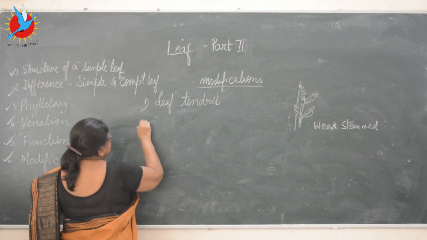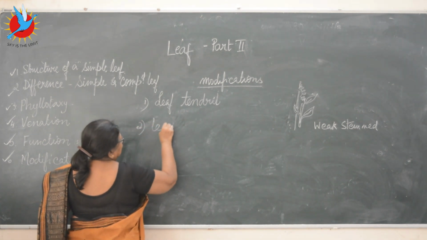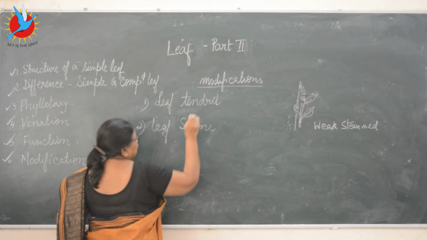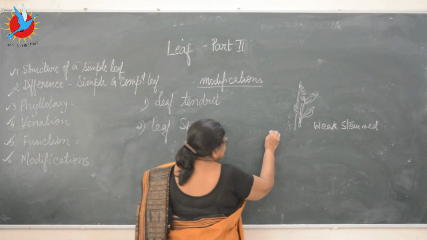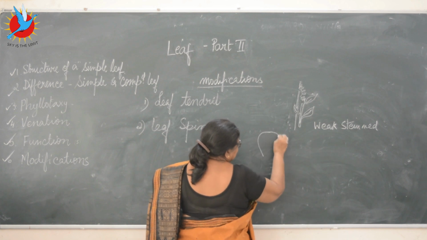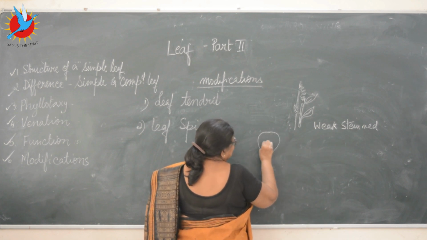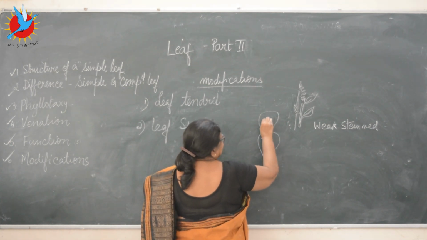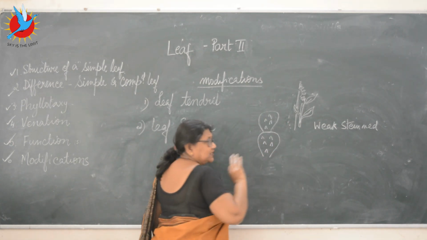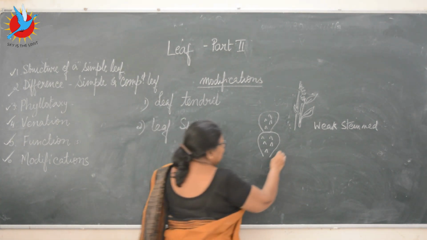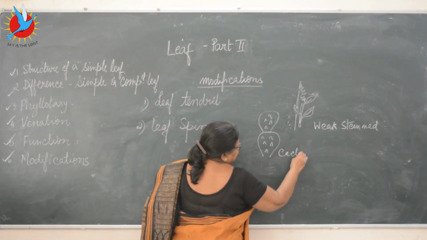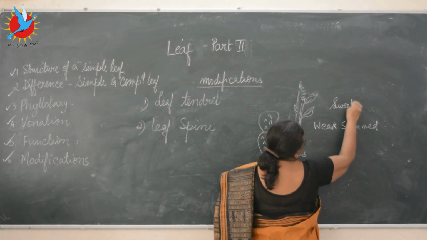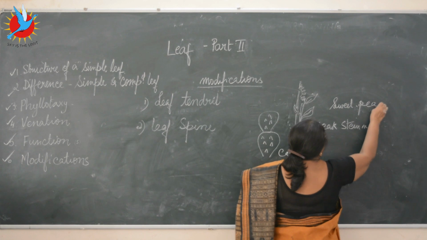Second one, leaf spine. This you have seen all around yourself, everywhere. In every field you will see some of this plant. You must have guessed by looking at this structure. I'll draw a simple diagram. This is what? Cactus. Examples of this you can take pea or sweet pea.